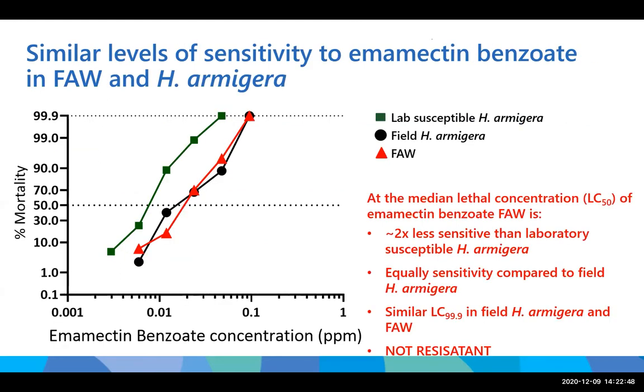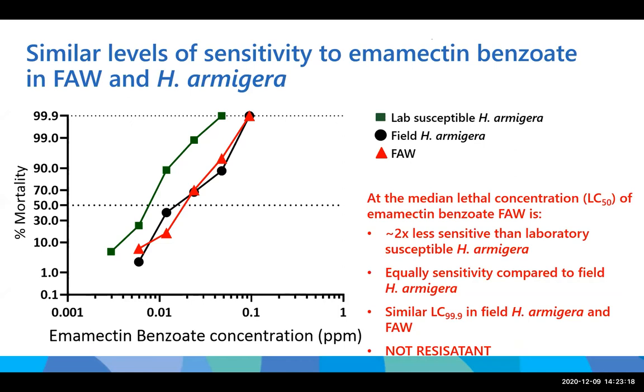So these are the efficacy data for emamectin benzoate. And here you'll see the dose response of our laboratory reference strain of Armigera, so the green line, our unselected field Armigera strain, which is the black line, and fall armyworm in red. Now on the y-axis, you'll be able to see a line running horizontally across the graph at the 50% mortality mark. And this just marks the median lethal concentration, or the LC50, of the insecticide.